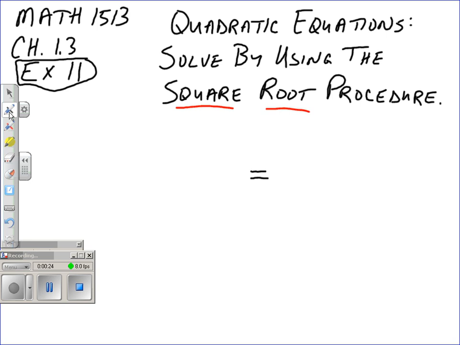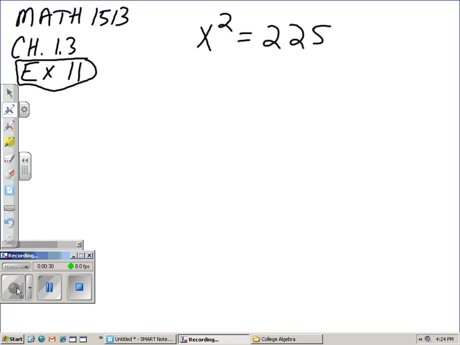You're going to have something going on, and you're going to take the square root of both sides. That's what's getting ready to happen. So we start with x squared equals 225. And like I said, you can solve quadratic equations several ways. What we're learning here is the square root procedure. So that's what you need to use on these.